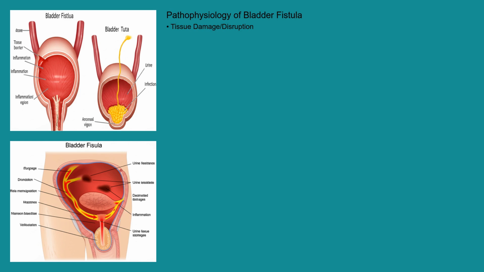Once this barrier is compromised, urine can leak through the abnormal opening, flowing into the connected organ, like the vagina in the case of a vesicovaginal fistula, or onto the skin if it's a vesicocutaneous fistula. This continuous leakage can cause inflammation, infection, and a range of debilitating symptoms.